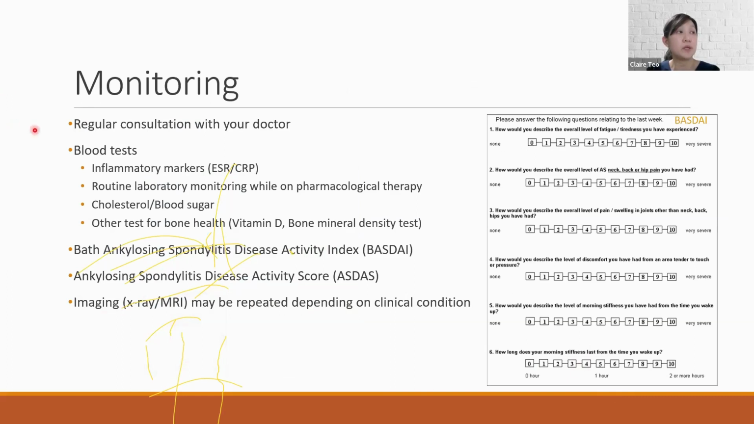So in terms of monitoring, regular consultation with your doctor is recommended. Your doctor will usually order regular blood tests with each visit to monitor your inflammation markers, and also routine blood test monitoring of your blood count, your kidney test, your liver test while you're on oral medications or injection medications. Your cholesterol and blood sugar should also be monitored regularly.